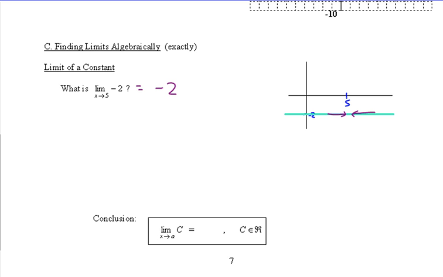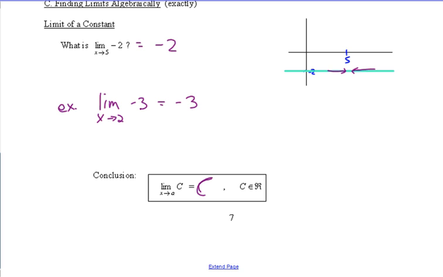That's why you're plugging it into x plus 2 or whatever that equation was. It gives you the y. So when we take the limit of a constant, it's always going to approach the constant. If I gave you the limit as x approaches 2 for -3, it would be -3. So whenever we have a constant, it's just equal to the constant. So the limit of a constant is equal to the constant.